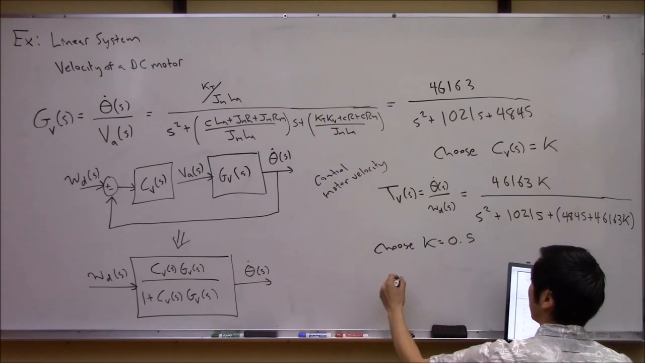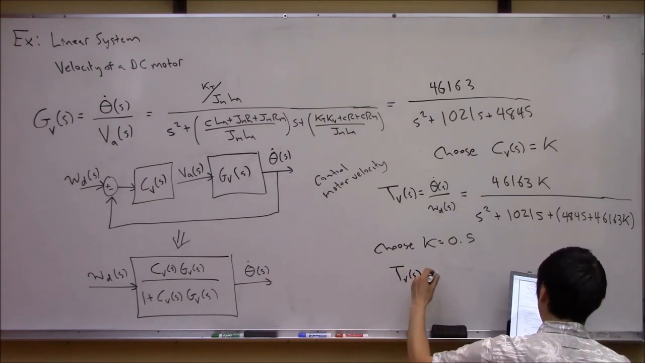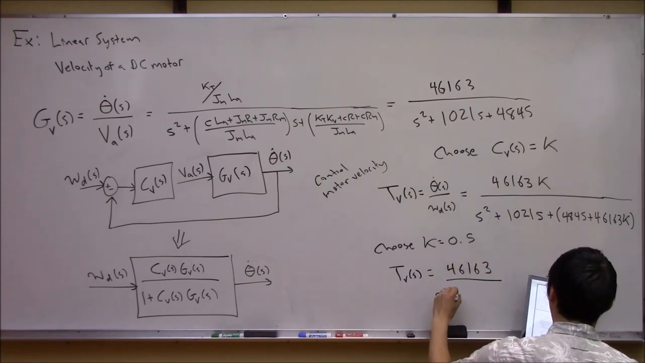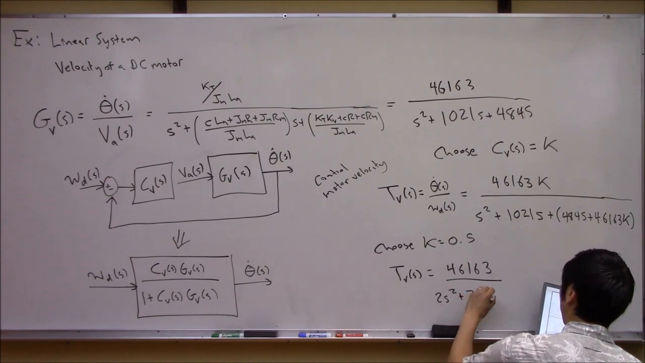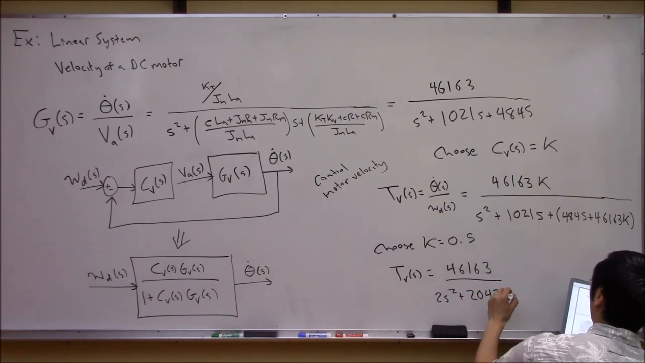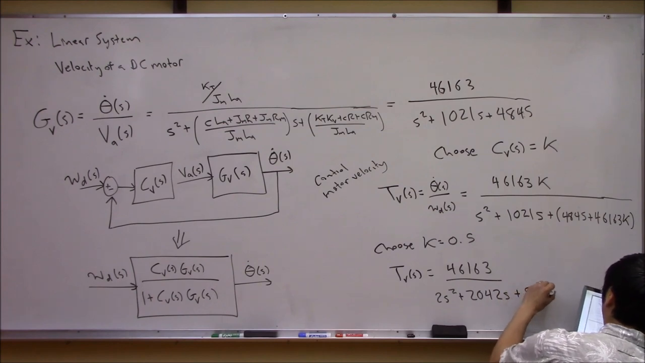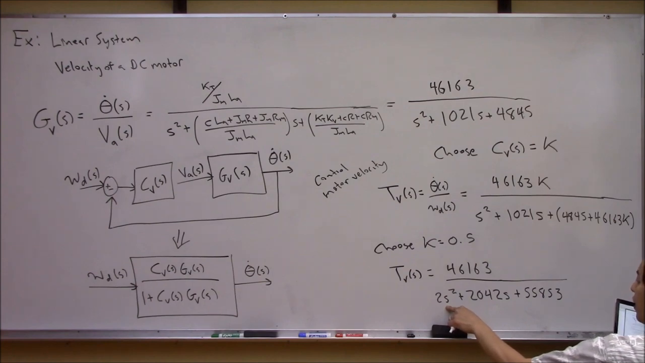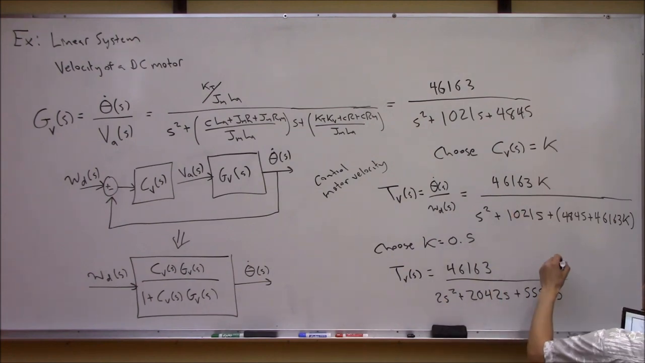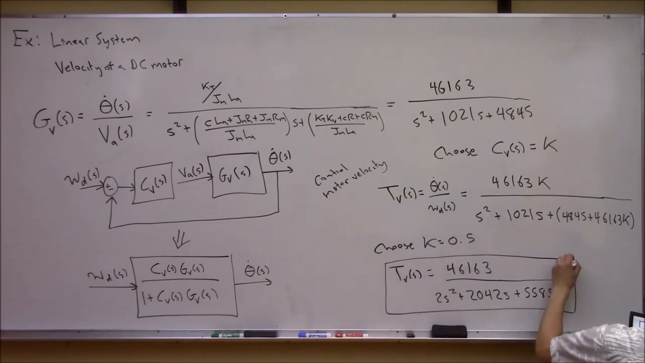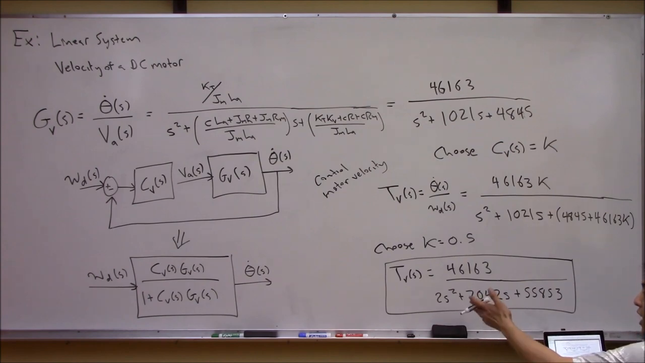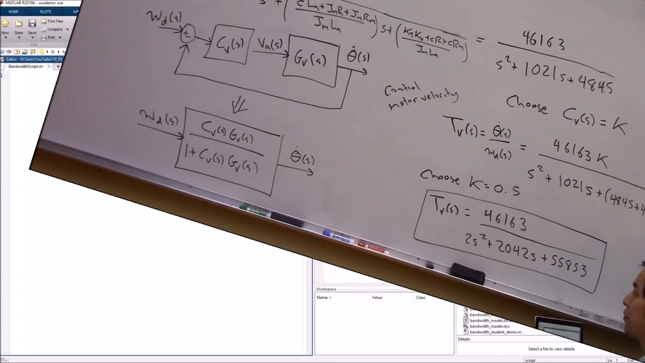This thing comes out to something like 46163 all over 2s squared plus 2042s plus 55853. I guess you could divide everything by 2 if you really want the s squared to have a coefficient of 1. But anyway, this is what you end up with. So let's go run over to MATLAB, plug this in, and just use the Bode function to get the Bode plot of this closed loop transfer function so we can try to see what the bandwidth is.